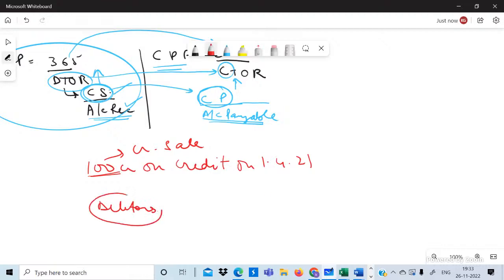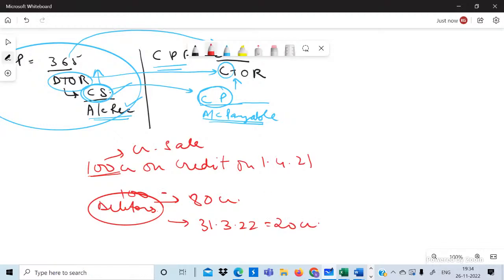But during the year, let's say you've made some payment to me. Let's say out of 100 crores, you've paid 80 crores to me. So when I calculate my debtors as on 31st March 22, my debtors will not be 100 crores. My debtors will be 100 minus 80, which is 20 crores. But on 31st of March 22, when I'm making my income statement, I will say my credit sale for the year is still 100 crores.